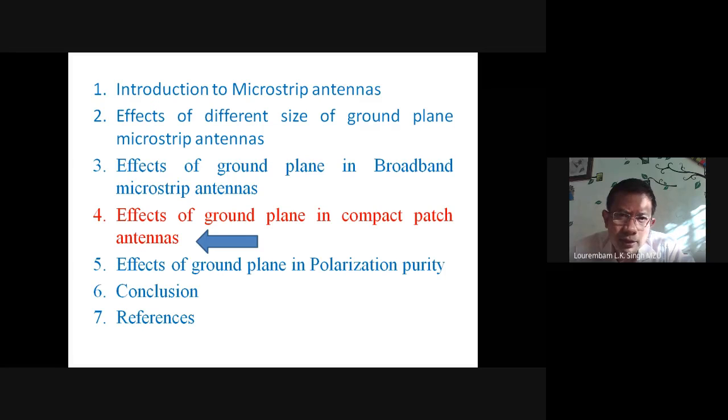So what we are doing is that a structure which is supposed to work at a higher frequency, with the introduction of some cuts and slots on the ground, we are going to make it operate at a lower frequency.